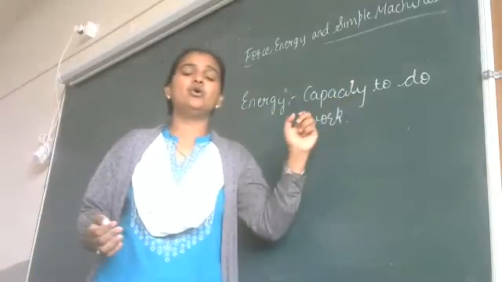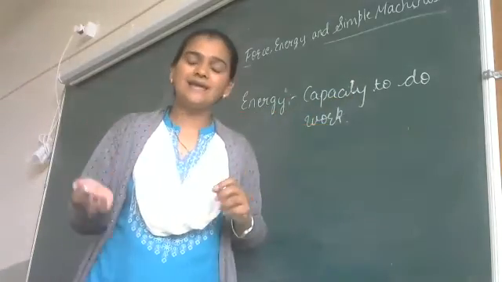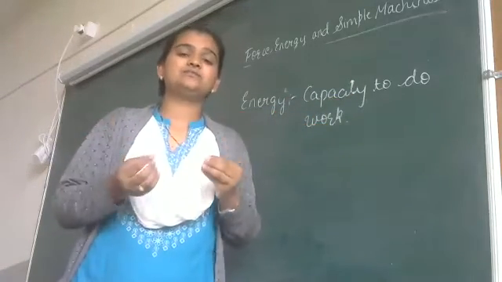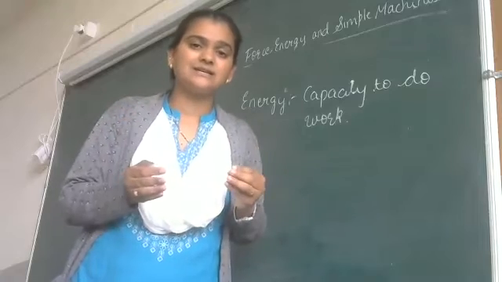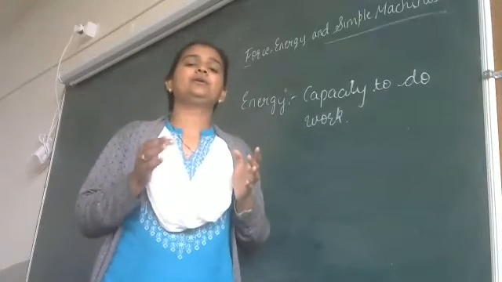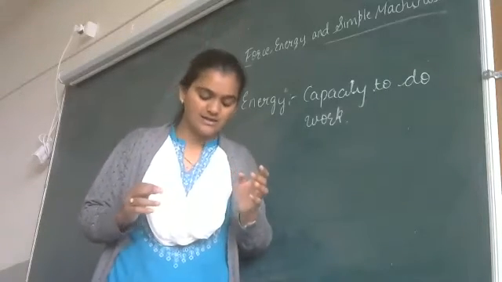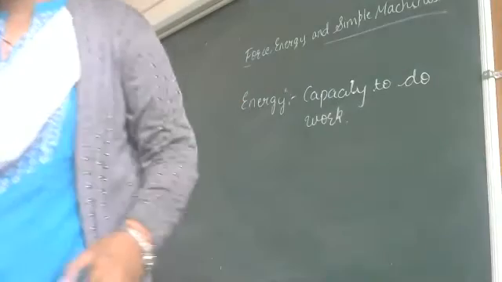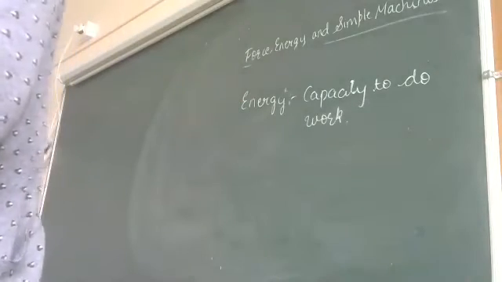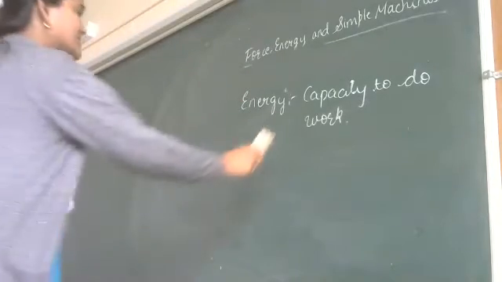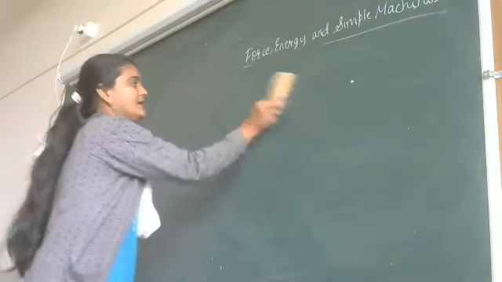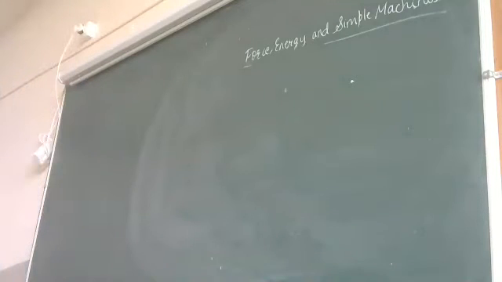It is the capacity to do work. Okay, to do any activity, you need energy. You need to have a balanced diet. You should have your food properly. Then only you can have energy to do any work. And in this energy, we have studied how many types are there?